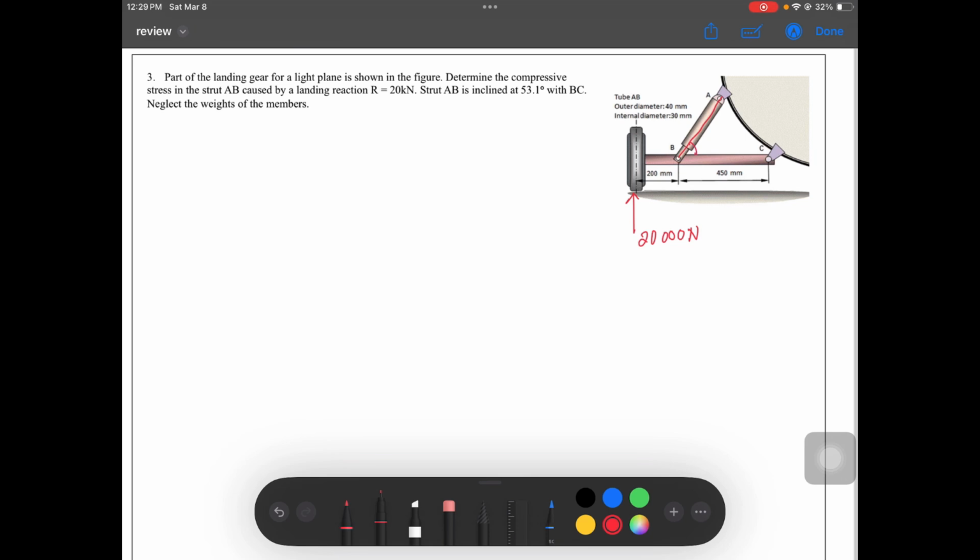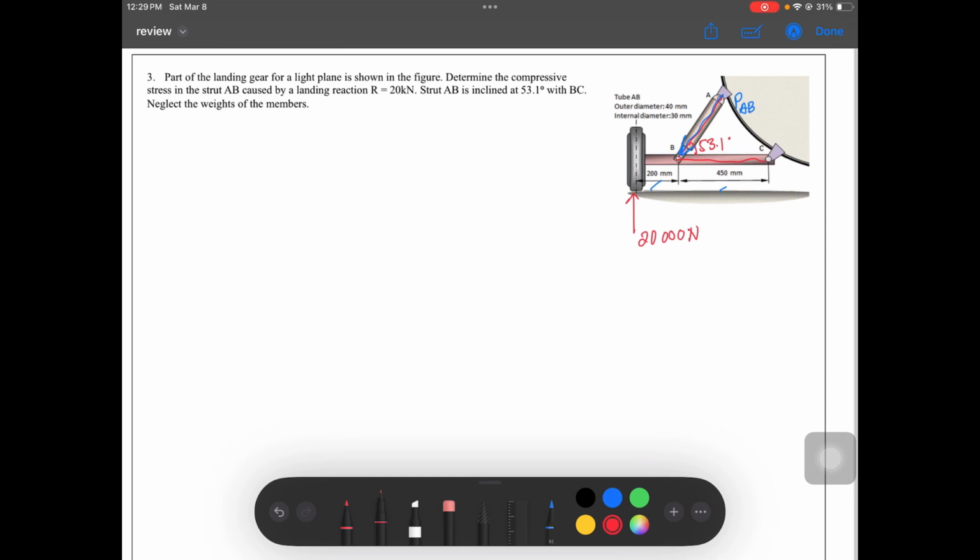And then, AB is inclined ng 53.1 degree from line BC. So, determine the compressive stress sa strut AB. So, compressive stress, ibig sabihin, ganyan ang itsura ng ating force. So, ito yung force natin. Compression siya. Let's call it PAB. And then, may given na dimensions. So, ano ang equilibrium natin? Of course, we want this system to be in equilibrium.